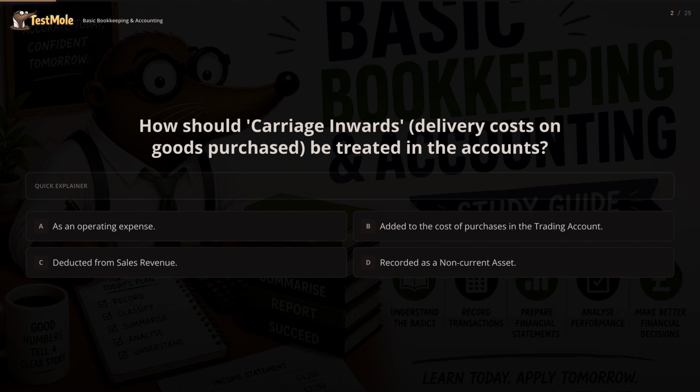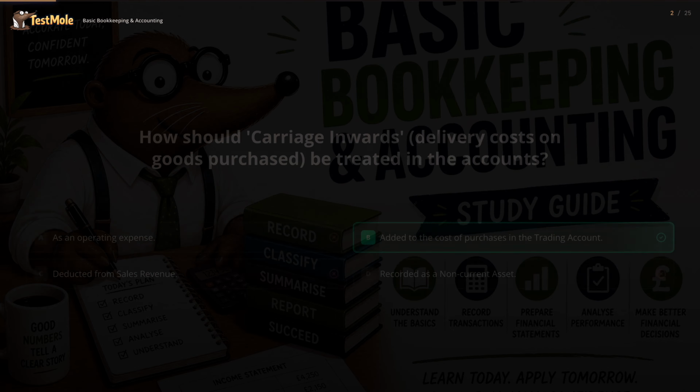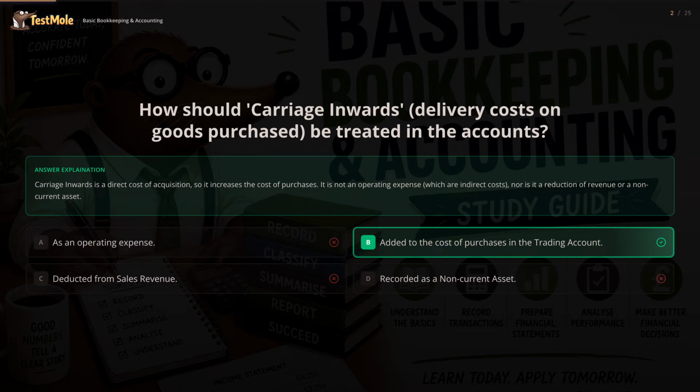Possible answers are: A. As an operating expense. B. Added to the cost of purchases in the trading account. C. Deducted from sales revenue. D. Recorded as a non-current asset. The answer is B. Carriage inwards is a direct cost of acquisition, so it increases the cost of purchases. It is not an operating expense, which are indirect costs, nor is it a reduction of revenue or a non-current asset.